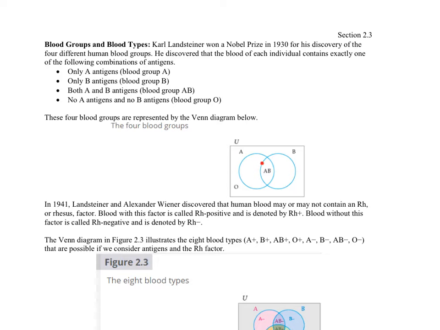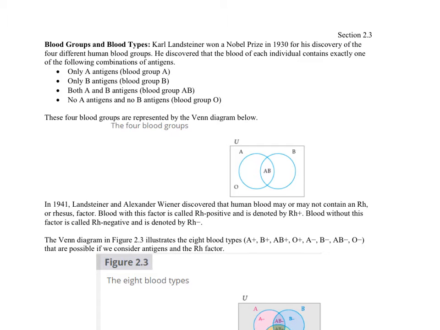If you have a circle A, anyone inside of that has the A antigen. If you're in circle B, you have the B antigen. And then if you're in the intersection, you have both the A antigen and the B antigen. And if you don't have either of those, you have O, which is neither the A or B antigens. So that's a really cool Venn diagram to show you the 4 different possible blood types.